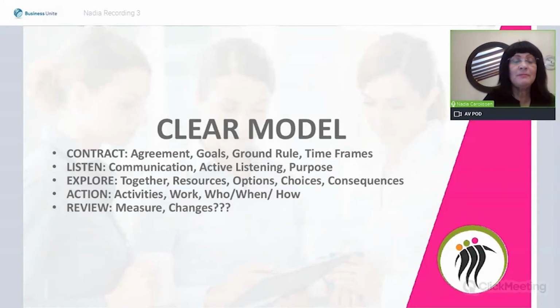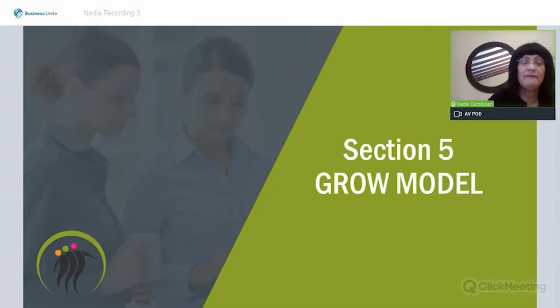Next, we've got action, the activities, the work that has to be done. Who will do the work? When will it be done? How will it be done? And always make sure that deadlines are met, the time frames to deliver. And lastly, review, the R, a way of measuring whether you have achieved what you set out to achieve, whether the goals have been reached, whether you have learned from the process, and whether changes have been made.